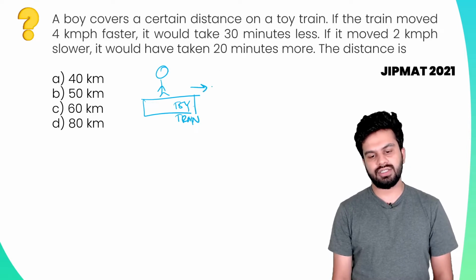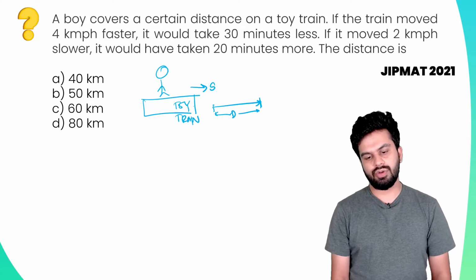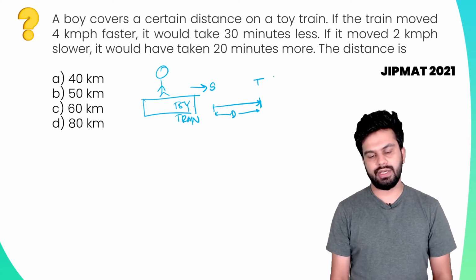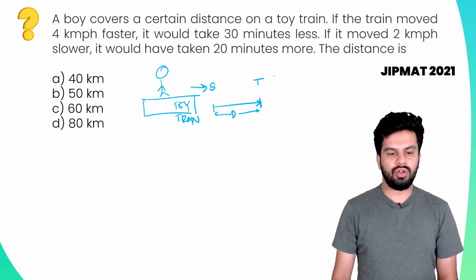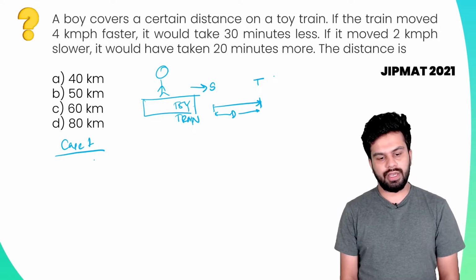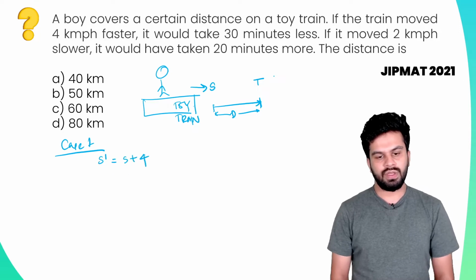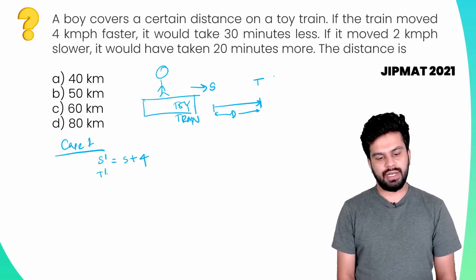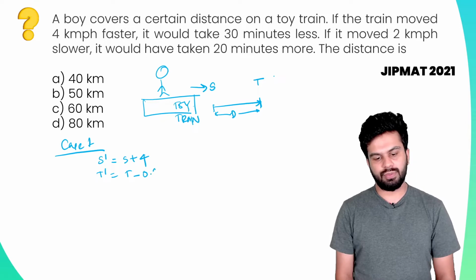So let us assume the original speed of the train as s and the original time taken as t, because the distance covered is d, right? The train is going to travel a distance of d and it's going to take a time of t. So case 1: if the train moved 4 km/h faster, the new speed s dash is equal to s plus 4. It would take 30 minutes less, so the new time t dash is equal to t minus 30 minutes. 30 minutes is how many hours? This is 0.5 hours. So this is in hours, and this is in s plus 4 kmph.